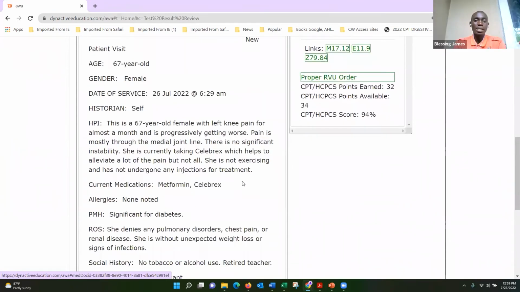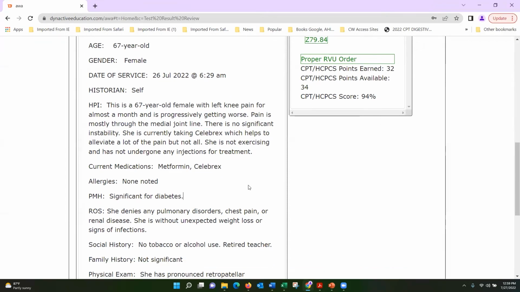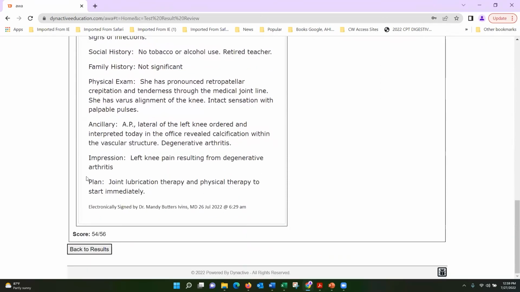The patient has been taking Celebrex, and I feel is this not part of the medication? Can't we have this as part of medication? Because I also know that Celebrex is a prescription drug. It is. But there's no management of it. He just mentions it. There's no monitoring of it.